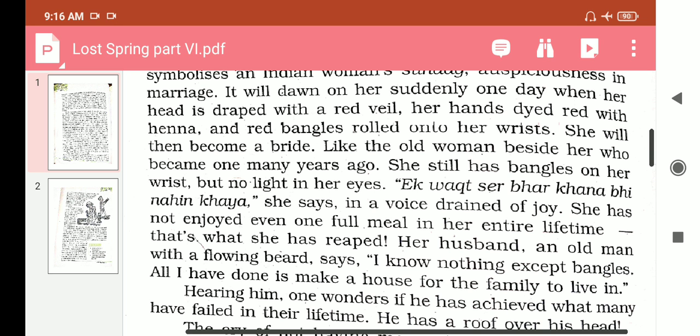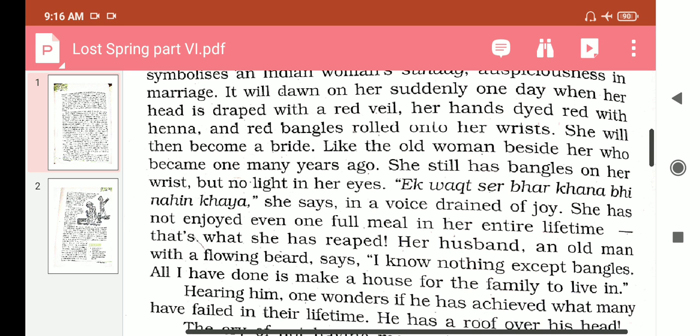She says in a voice drained of joy, she has not enjoyed even one full meal in her entire lifetime. That's what she has reaped. Her husband, an old man with a flowing beard, says, I know nothing except bangles. All I have done is make a house for the family to live in.